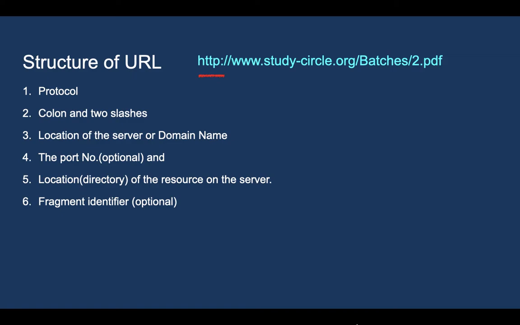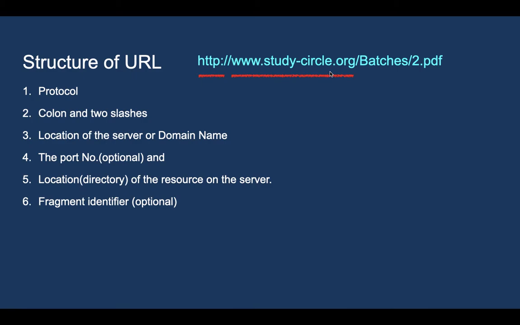Okay. Anyway, now after you give the protocol, you should compulsorily give a colon and 2 slashes, and after the 2 slashes, you will give the third part of the URL, that is the location of the server or the domain name. So now I give the third part of URL, which is www.studycircle.org. Instead of giving the domain name over here, I could have given some IP address also, okay, like 172.65.15.2. More on IP address in the subsequent videos.